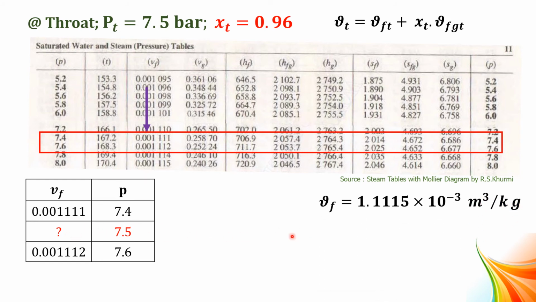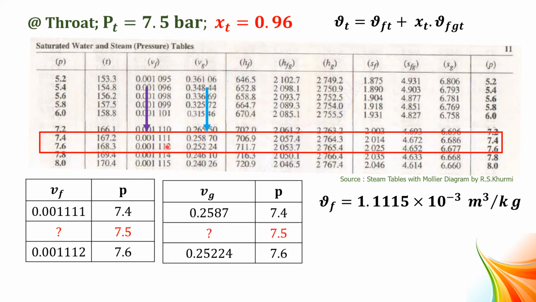So after interpolation we get Vf equal to 1.1115 into 10 to the power minus 3 meter cube per kilogram. So similarly we have to find out the value of Vg corresponding to 7.4 bar and 7.6 bar. Note down in the table, and the value corresponding to 7.5 bar is unknown. So by interpolating it we can find out the value of Vg. Vg equal to 0.25547 meter cube per kilogram.